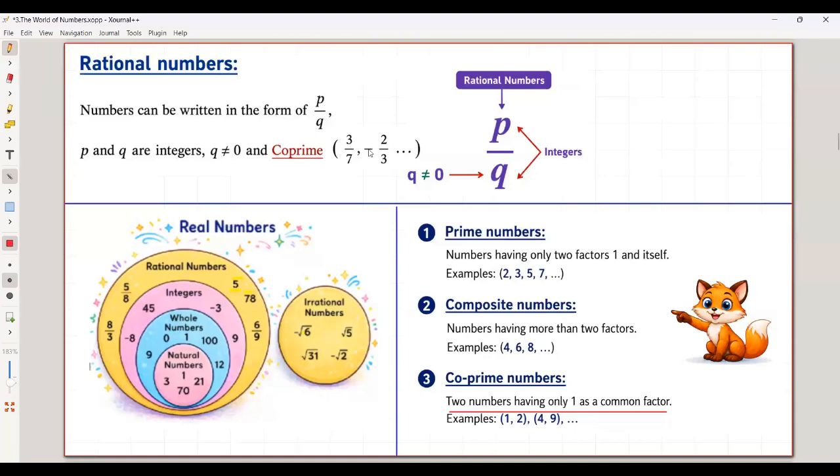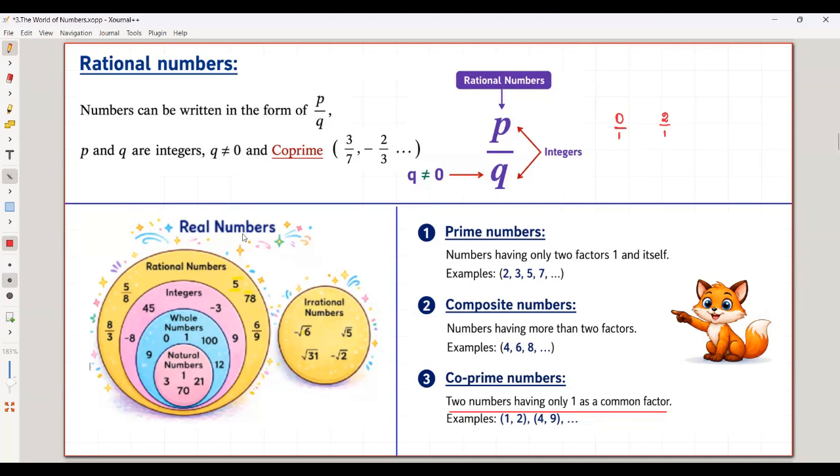You can take any example. If you take the number 0, 0 is also a rational number, because 0 can be written as 0 by 1. If I take the number 2, 2 can be written as 2 by 1. All numbers have an invisible denominator of 1, so don't think that 2 does not have a denominator. It's in the form p by q, where q is not equal to 0.